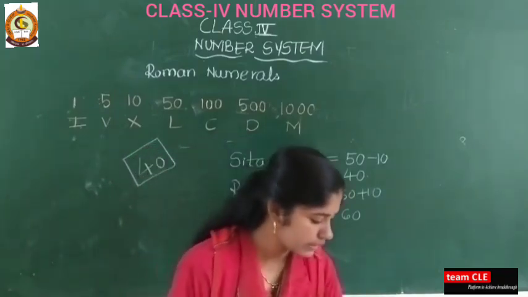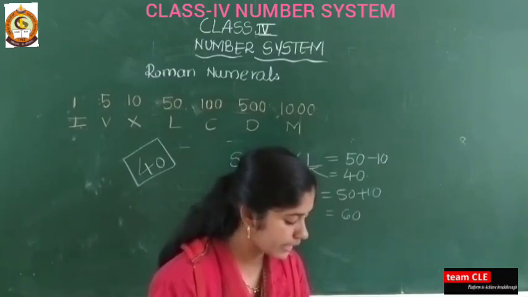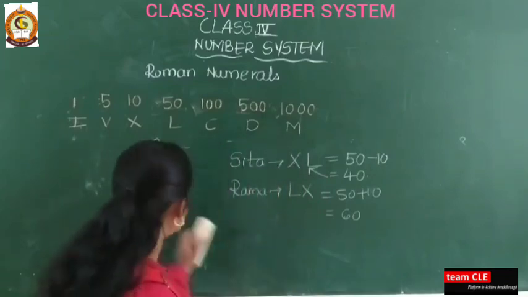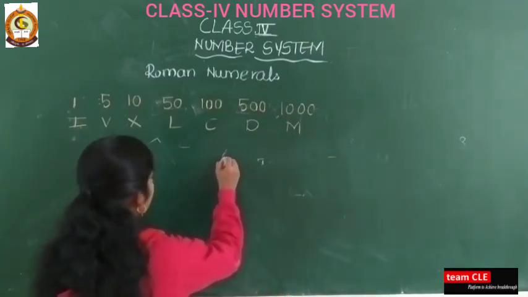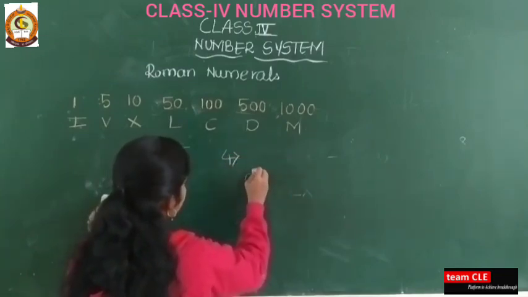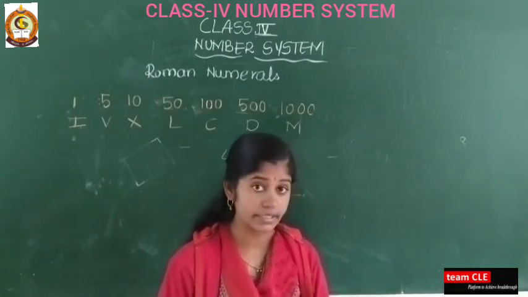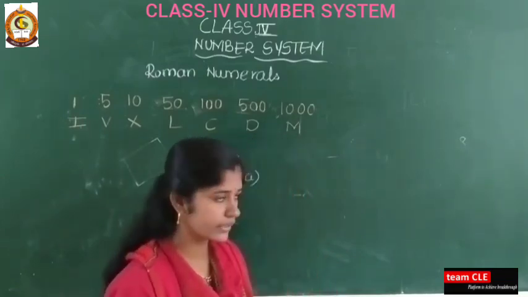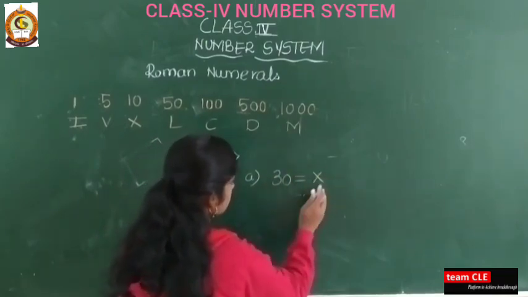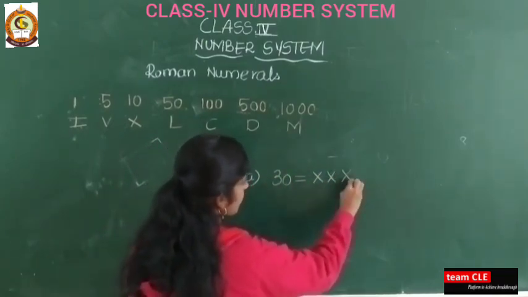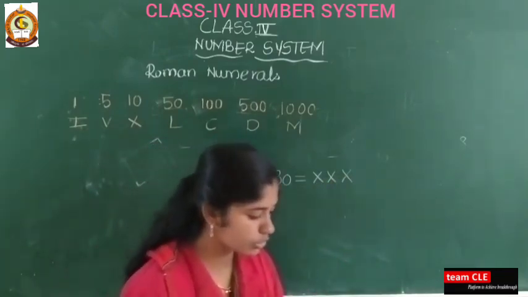Next. Here, rewrite the following sentences using the Roman numerals. There are 30 trees in the garden. Now I will solve the fourth main. That is A. There are 30 trees in the garden. So 30 is there. How to write in Roman numerals? X, X, X. 10 plus 10 plus 10. How much is it? 30.